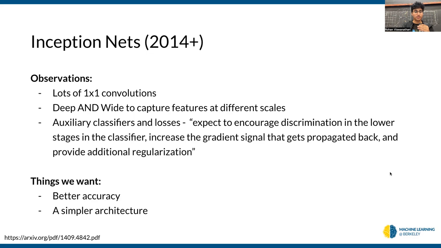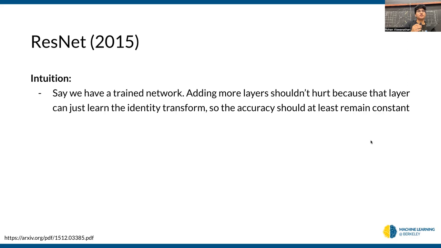We want higher accuracy and a simpler architecture. And these are two things that Inception Nets are able to give us in some form, but ResNets bring to another level as well. This is the intuition that I was talking about before.